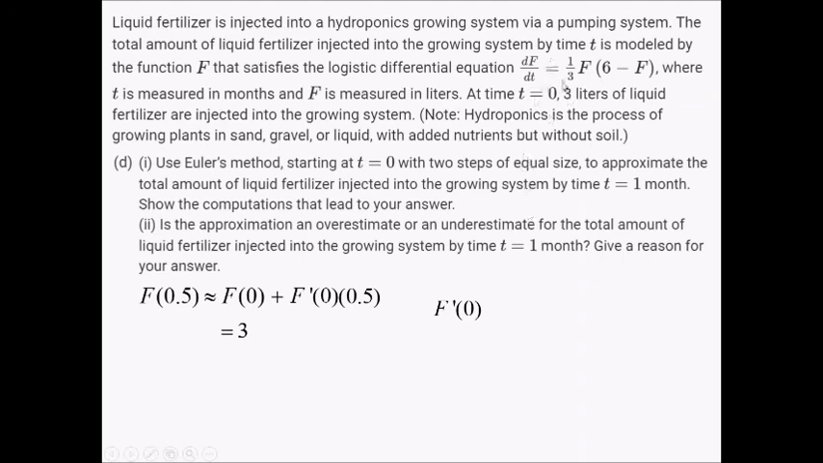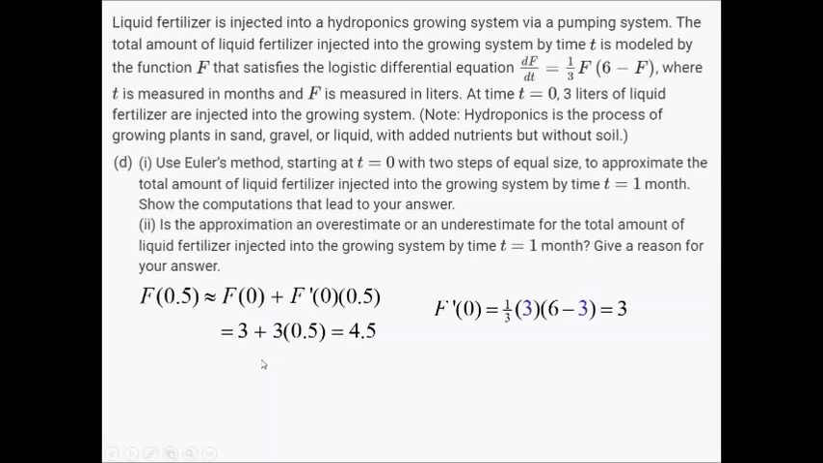So this is going to be 1/3 times 3 times 6 minus 3. So let's see, 1/3 of 3 is just 1. 6 minus 3 is 3. So f prime of 0 is 3. And we also have that 0.5 we're multiplying by. This is a no calculator question, so we are going to simplify this as we go. Otherwise, it's going to become unruly pretty quickly. So we've got 3 plus 1.5, which is 4.5.